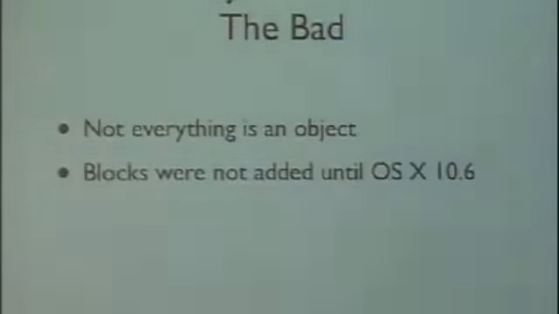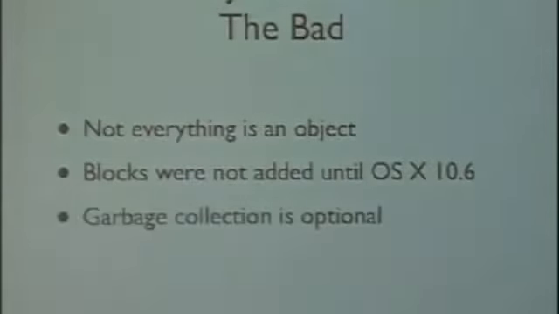Blocks were added to their C compiler in 10.6. They actually added blocks to the C language. They went and changed the C language, which I didn't think you were allowed to do. But they went ahead and did it on their own. They added blocks. So until then, you were dealing with standard C control structures, and now you have something more interesting. They mostly use this for multi-threading.